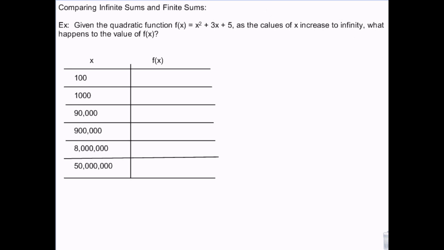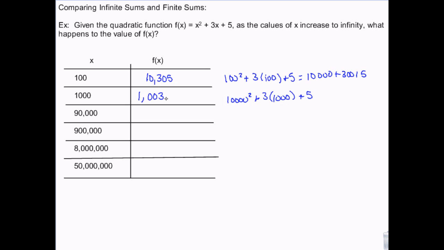So we have these functions, and if I plug in 100, I get 100 squared plus 3 times 100 plus 5, which gives me 10,000 plus 300 plus 5. So 10,305. And then we have the next one. Okay, so if we plugged in 1,000, we'd have 1,000 squared plus 3 times 1,000, plus 5. And that would give me 1,003,005.